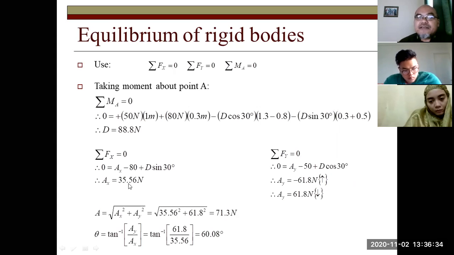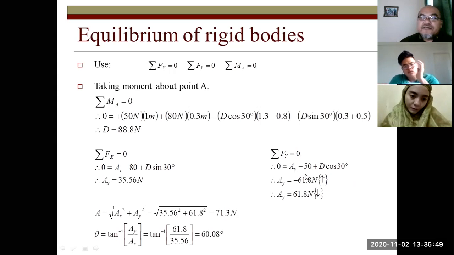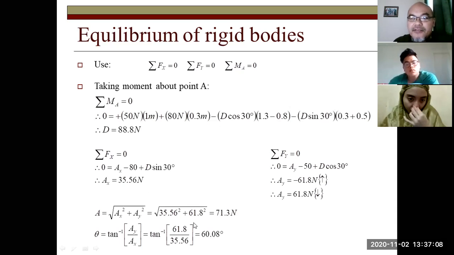Then using sigma Fx equals 0, we obtain AX. Using sigma Fy equals 0, we obtain AY: negative 61.8 Newton, meaning 61.8 Newton downward. So the resultant at A will be the square root of AX squared plus AY squared. We obtain 71.3 Newton. The angle of the reaction force at A is the arctangent of AY divided by AX, which equals 60.08 degrees.